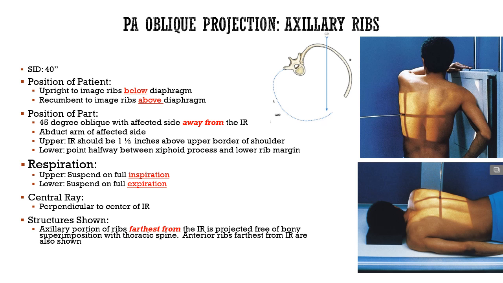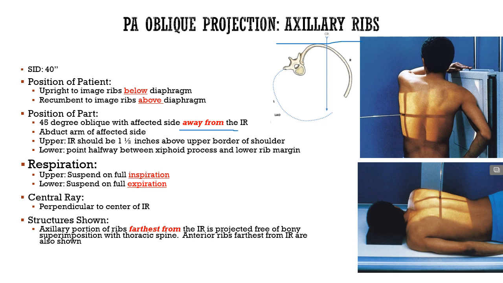On PA obliques, we're looking at axillary ribs again, but this time we're focusing on ribs that the patient is hurting anteriorly. We want to perform them upright for ribs above the diaphragm and recumbent for ribs that are below the diaphragm. We want to perform again 45-degree obliques, and we want to look at the side away from the image receptor this time. If we're looking at the patient at the upright Bucky, in the image, he's in an RAO position, but we're focused on the left side.